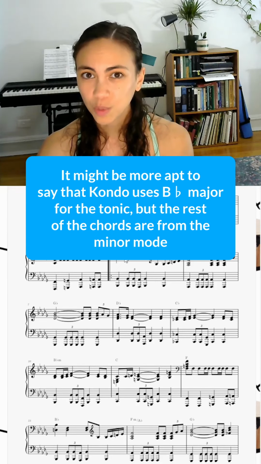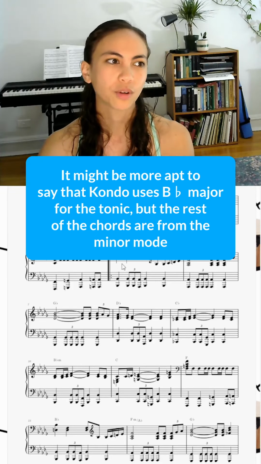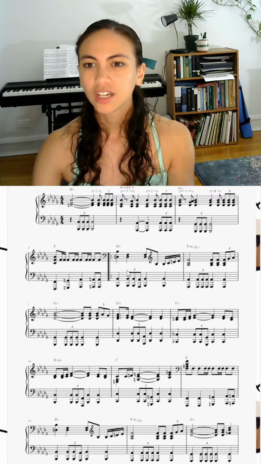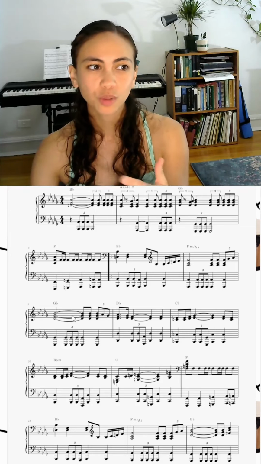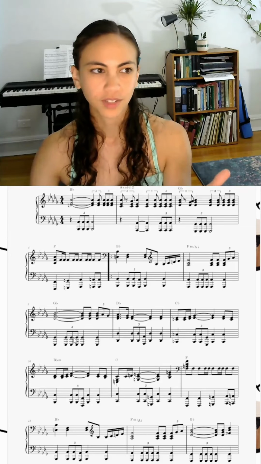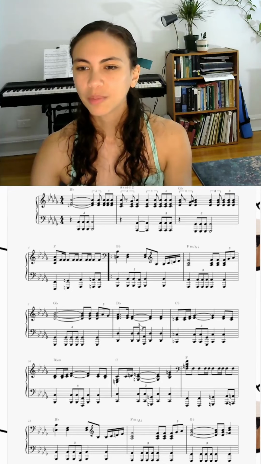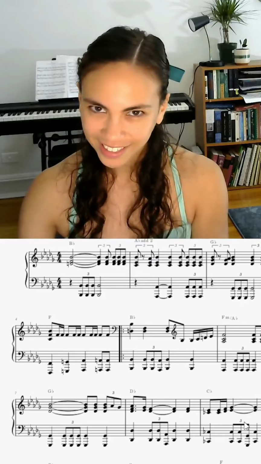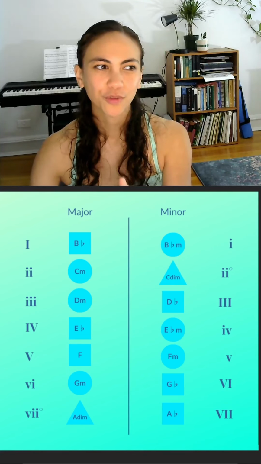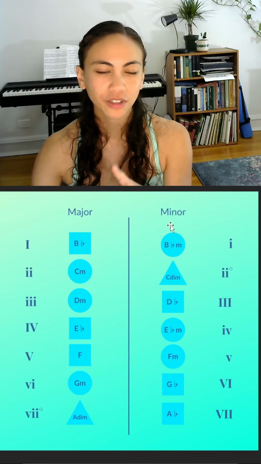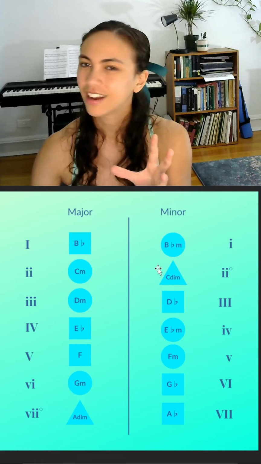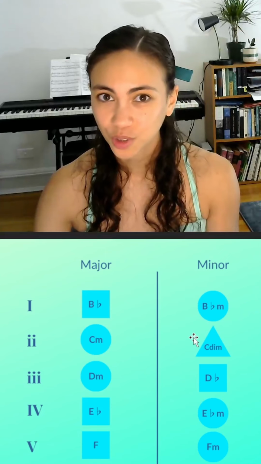We continue this modal mixture in the next bars, going from B flat major again to F minor and then G flat. And then Kondo switches up that descending stepwise harmony to move by fifth instead. So we go from G flat up to D flat before stepping down to C flat. But wait, if you look back at our handy chart of chords from B flat major and B flat minor, you'll notice that C flat is not in either key. So something else is going on here.